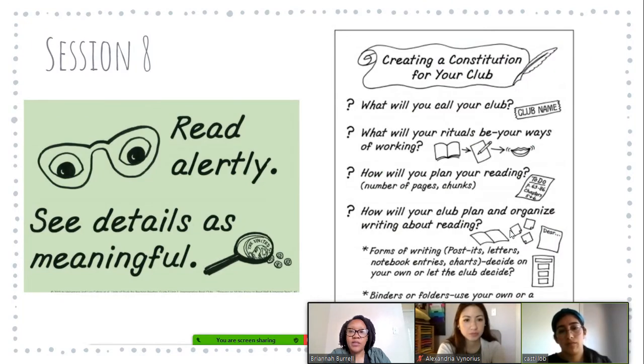In session 8, you're going to begin by asking your students to read alertly. They're going to be really seeing the details and noticing what details are meaningful to begin their discussion in their book clubs. Also in session 8, you're launching book clubs. So in the share time, you want to give your students an opportunity to meet and to create a book club constitution. And the anchor chart for that is also found inside of the High Noon website.